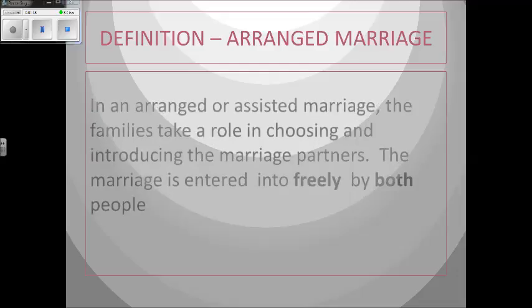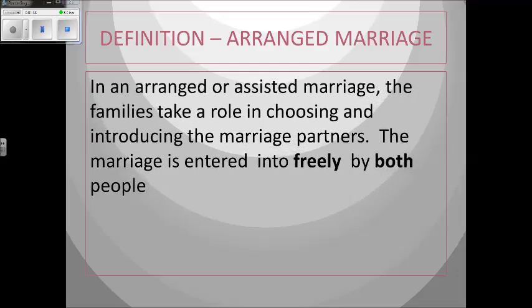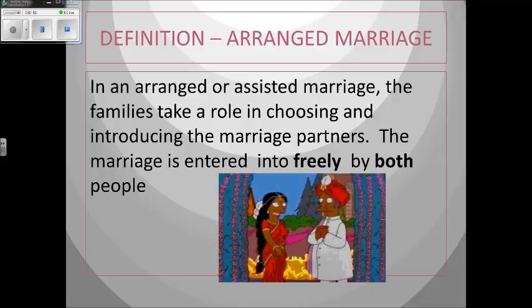The difference between an arranged marriage and a forced marriage, as you're quite right, is that in an arranged marriage the young people have normally met. They've agreed to that marriage. Even though the parents might have chosen partners, they're quite happy to go along with it, and the marriage is entered into freely by both parties.